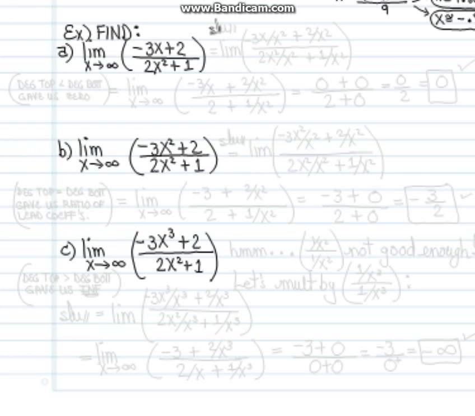Here's an interesting problem. We're going to look for patterns in these three different, similar rational functions that we're taking the limit of as x approaches infinity. Ignore the scribbling up in the right corner. I couldn't get rid of that.